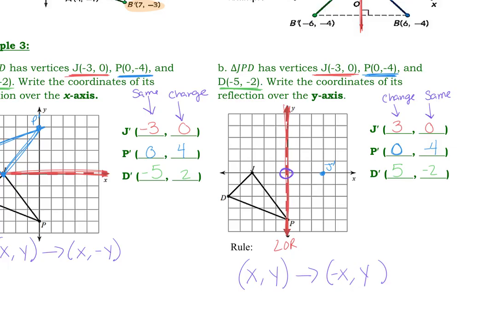P prime is 0, -4. So we're not going to go left or right. We're going to go straight down. It lands right on top of P. That makes sense because it didn't move. And then D prime, 5, -2 is right over here. Connect our dots. And we just flipped our picture over the y-axis.